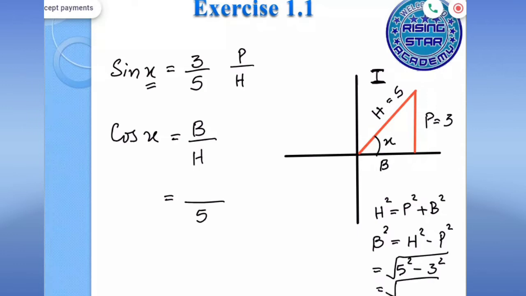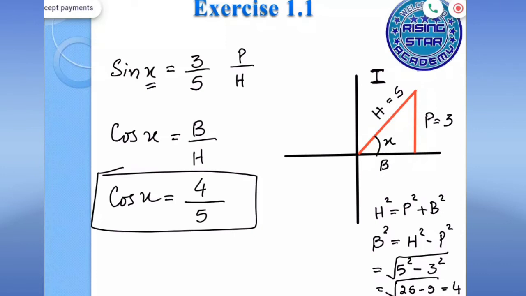25 minus 9, that would become 16, and the square root of 16 would become 4. Okay, so now here we have 4. So it's lying in the first quadrant, so cos x value would be taken as positive.